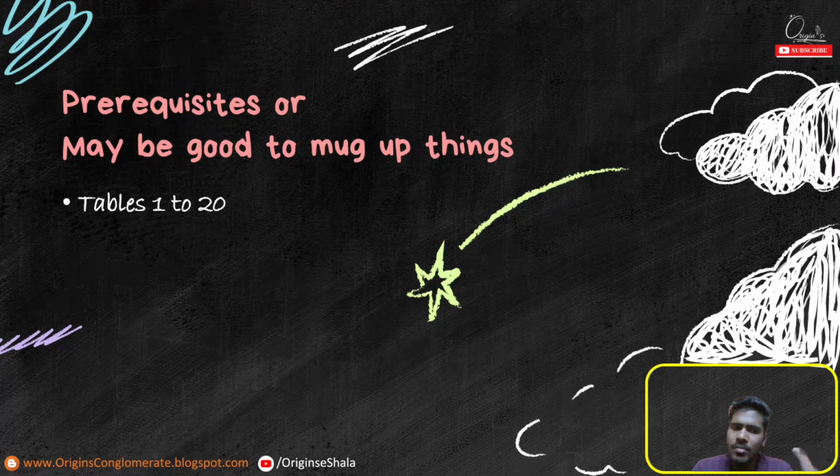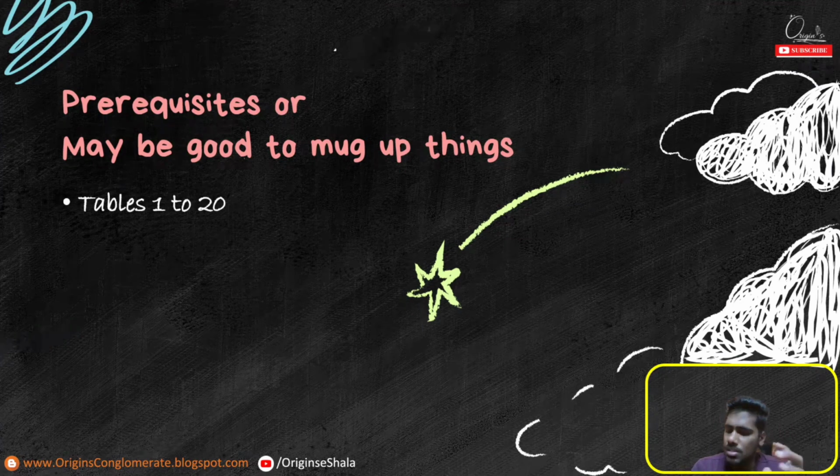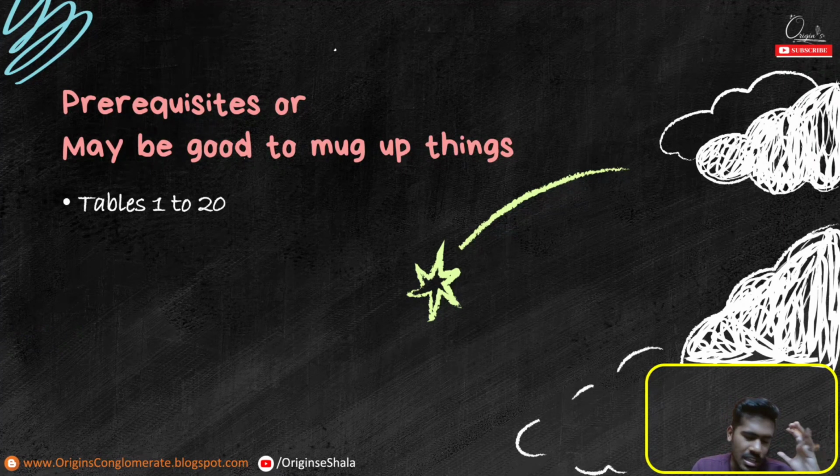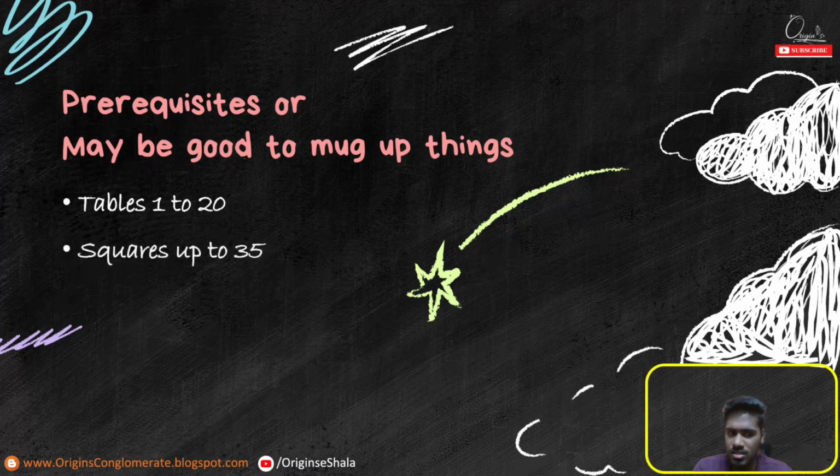So I would recommend that at least from 1 to 20 tables, multiplication tables, you must mug them up. I'm not saying you have to remember them. I'm literally saying you have to mug them up like crazy. Even if at midnight 2 a.m. someone asks, hey, wake up, what is the multiplication of 18 into 7? You must know what is the answer. That's the level of remembrance you need to have for these things.